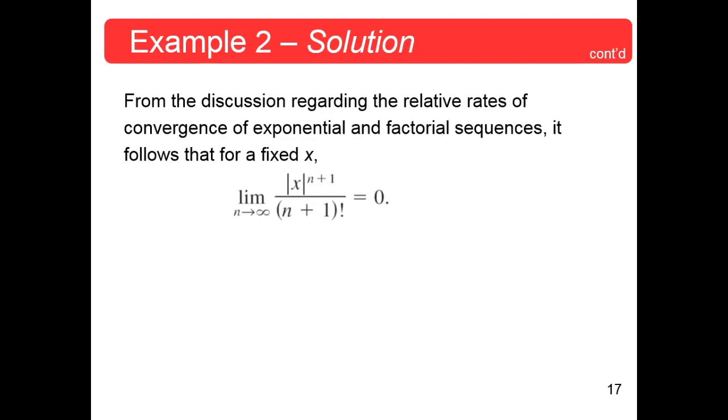For the discussion regarding the relative rates of convergence of exponential and factorial sequences, this follows from a fixed x. Okay, this is what I was saying before. If you've got a power, even an absolute power, divided by an exponential, the factorial thing is going to win. It's always going to win over a power because you can just take it so far out and then the factorials keep getting bigger. The x's do not.